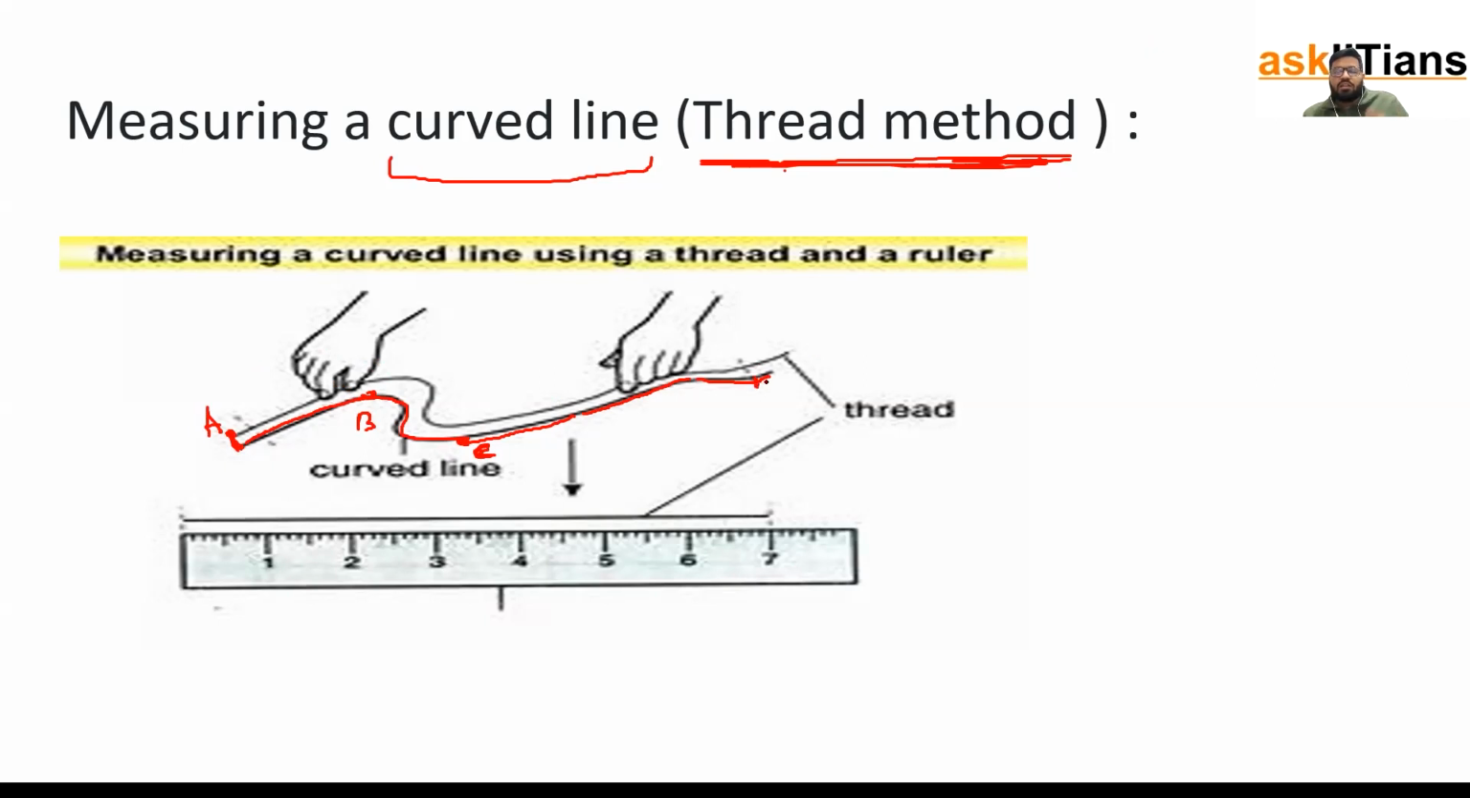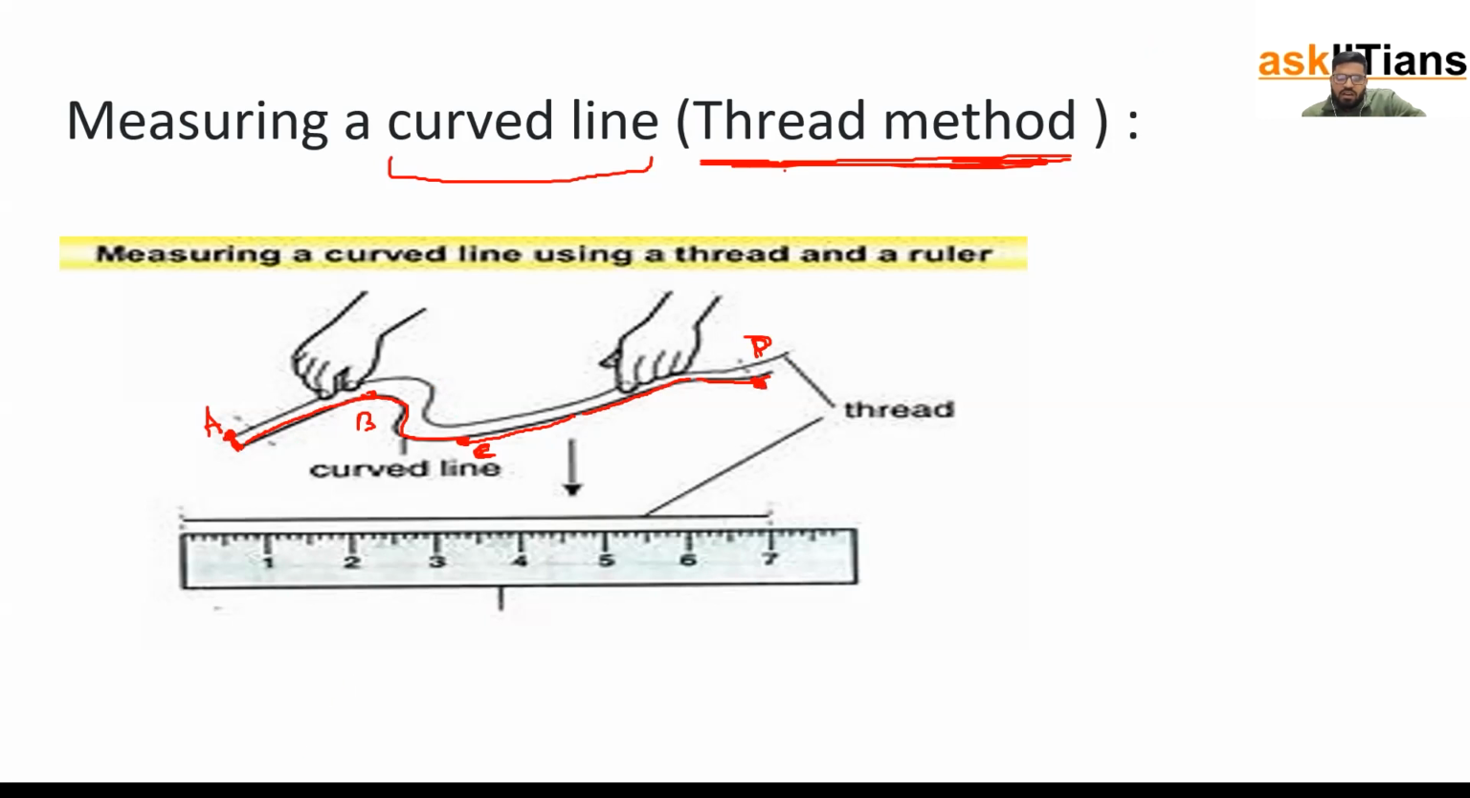So what is the benefit of doing this process? That you have aligned the thread exactly the same way as the curved line is. Basically you are putting the thread straight above the curved line so that it will match the shape of the curved line. Now tie the knot at another point, C or D, which is the final point. So tie a knot here also. So now you have got two knots on the thread, one at the starting point, other at the ending point.